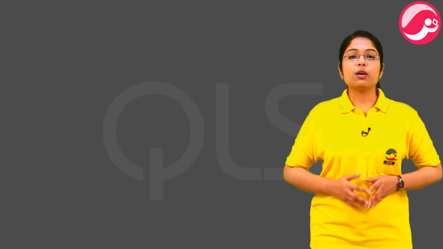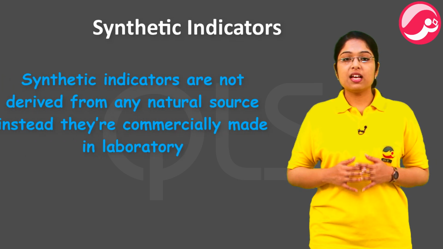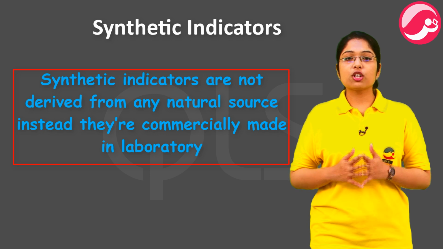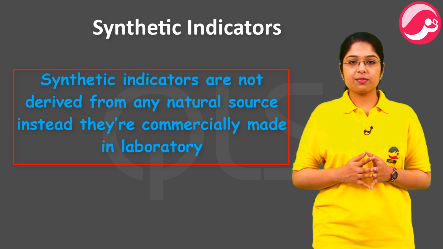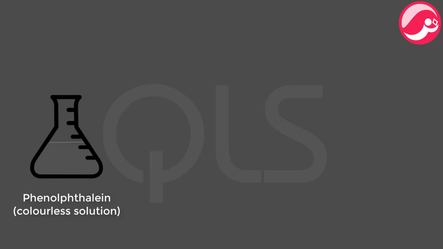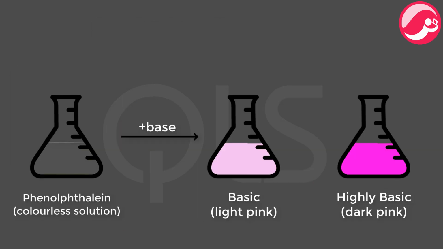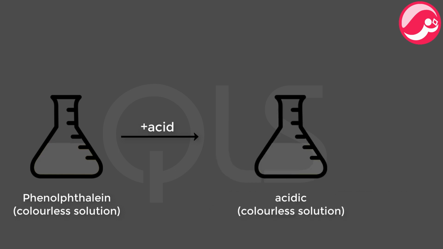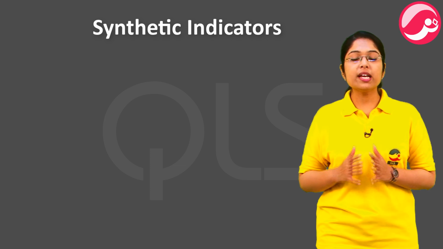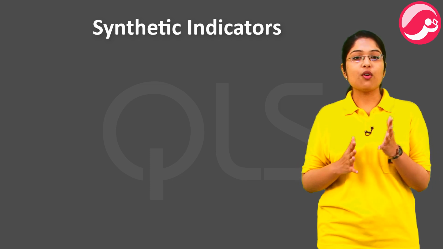Now, let's talk about synthetic indicators. Synthetic indicators are not derived from any natural source. Instead, they are commercially made in laboratories. The most popular synthetic indicator is phenolphthalein. It imparts light pink to dark pink color in presence of a base, depending how strong the base is. And in presence of acid, it remains colorless. Phenolphthalein neutral and acidic conditions में colorless होता है, just like water.